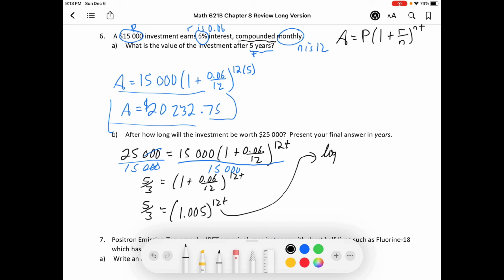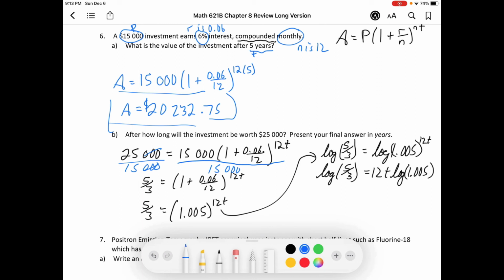I'm going to log both sides because I want to get that t down there. Some of you are going to want to bring down the exponent right away. That's fine. So I have log of 5/3 equals 12t log 1.005. Still working on getting t on its own. I'm going to do it in 2 steps. You can do it in 1 if you want.